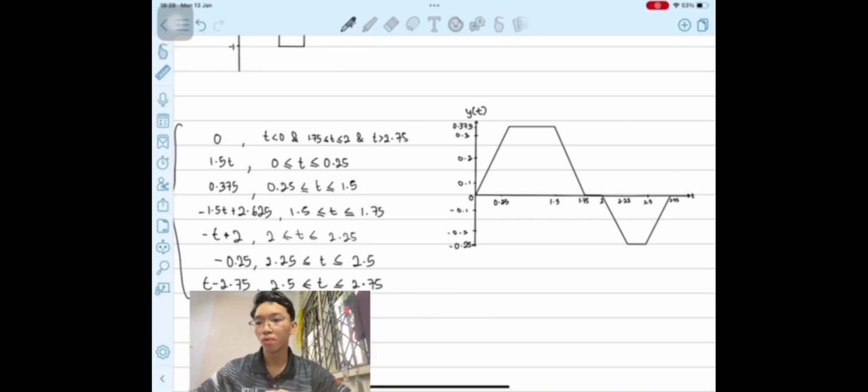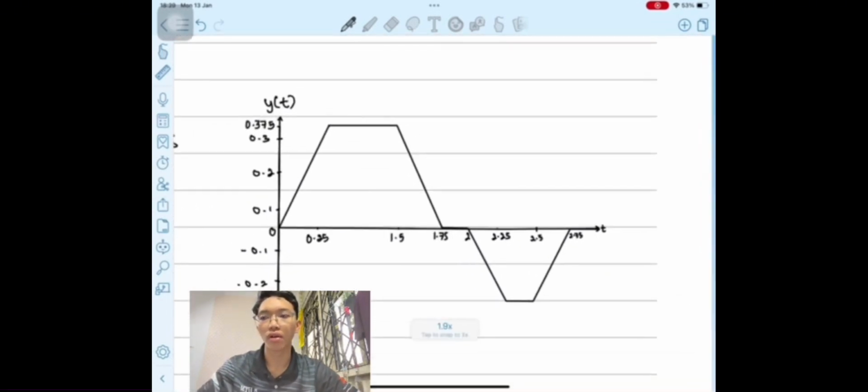Next, for 1.75 until 2, the result of y(t) is 0, so the result is constant at 0. For 2 until 2.25, the result of y(t) is negative t plus 2, so it gives a downward linear segment with a gradient of negative 1. Next, for 2.25 until 2.5, we get the constant result of negative 0.25. Lastly, for 2.5 until 2.75, the result is t minus 2.75, so it goes linearly upward, and for t more than 2.75, the result of y(t) is 0. So it will show the result of y(t) as given on the screen. That's all from me. Thank you.